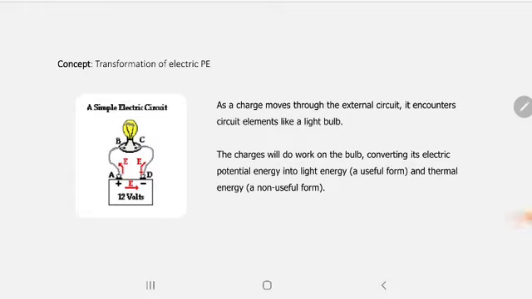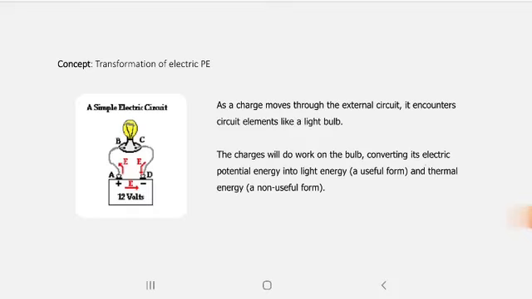As the charge moves through the external circuit, it encounters circuit elements like a light bulb. The charges will do work on the bulb, converting their electric potential energy into light energy and thermal energy, or heat energy, an unuseful form. And then when it reaches point D, a chemical reaction will give electric potential energy to the charges, and then it goes to point A, and then it will flow again through the external circuit.